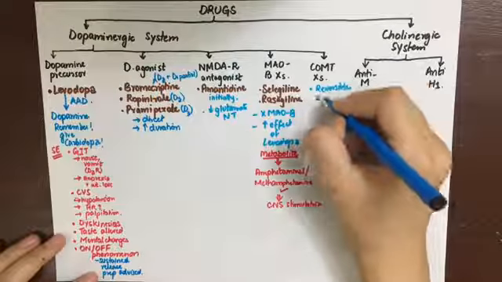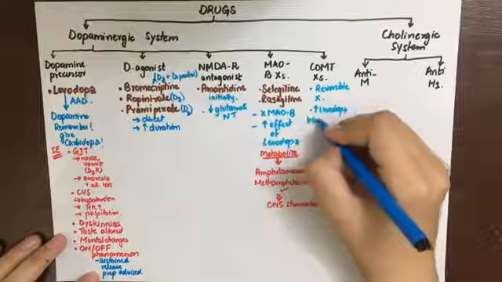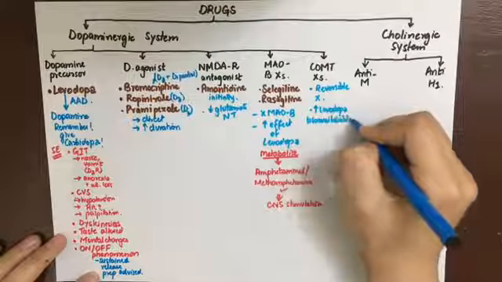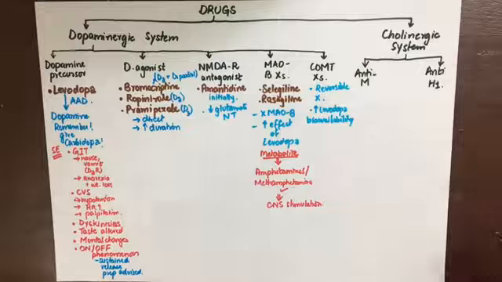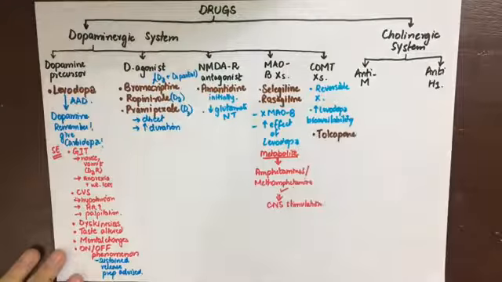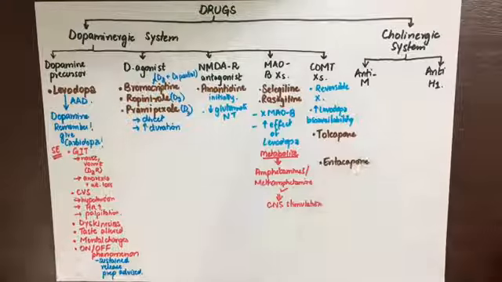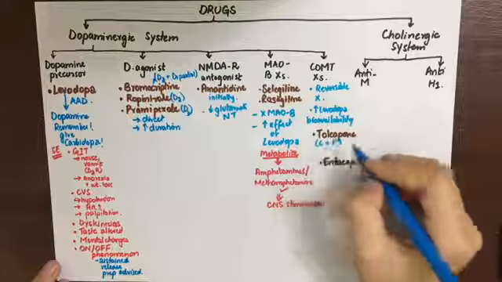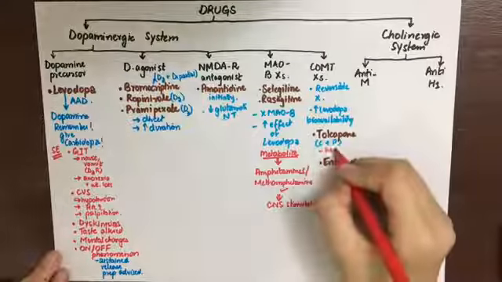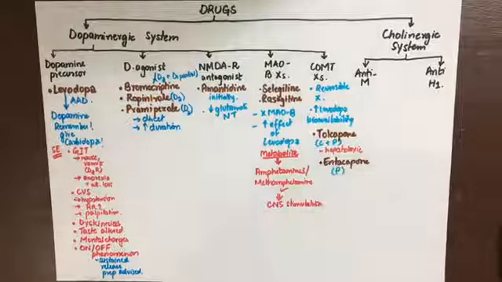The last type of drugs acting on the dopaminergic system will be COMT inhibitors. They are tolcapone and entacapone. They are actually reversible inhibitors of COMT, and they will increase levodopa bioavailability. Tolcapone is both centrally acting and peripherally acting as a COMT inhibitor, while entacapone is only peripherally acting. One thing bad about tolcapone is its hepatotoxicity.